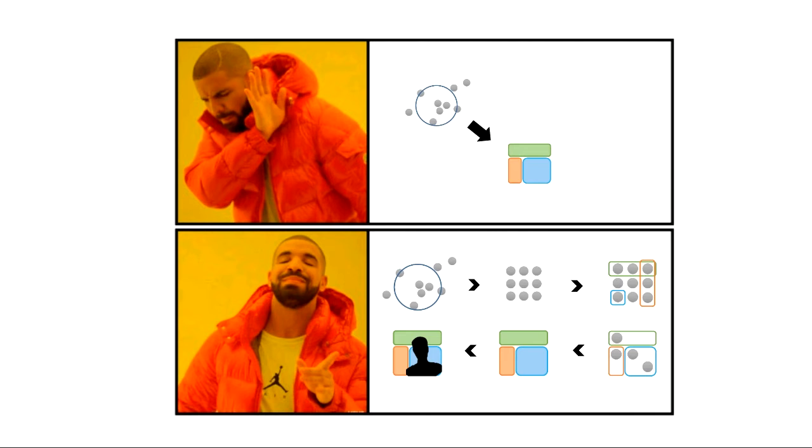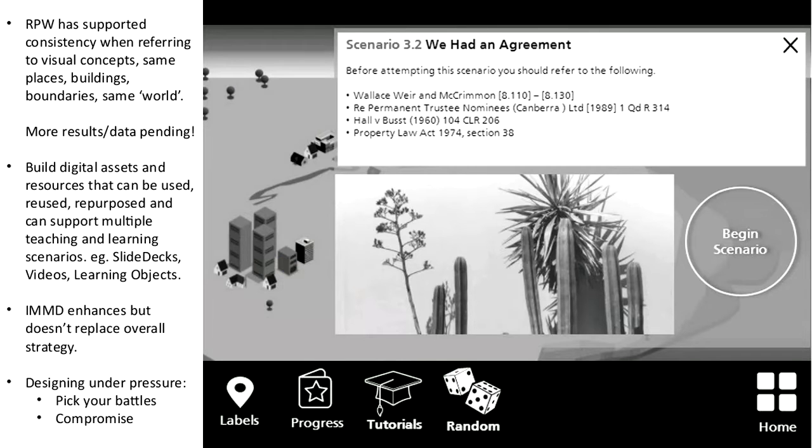Okay, just to wrap up, I've got one slide. These are just my main points I wanted to wrap up with. Real Property World has supported consistency because we're talking about the same world, the same context, it's the same story. So it's almost like a narrative that all the tutors, the teachers, students can all talk about the same space again and again.